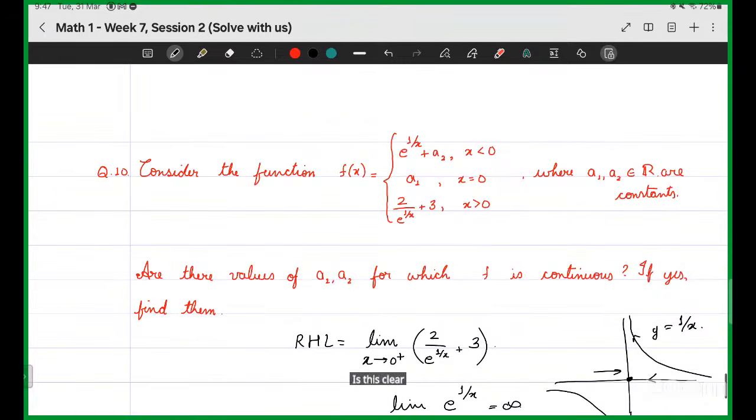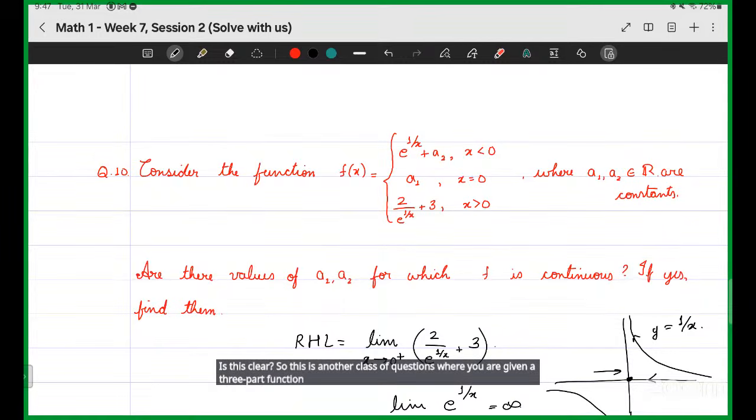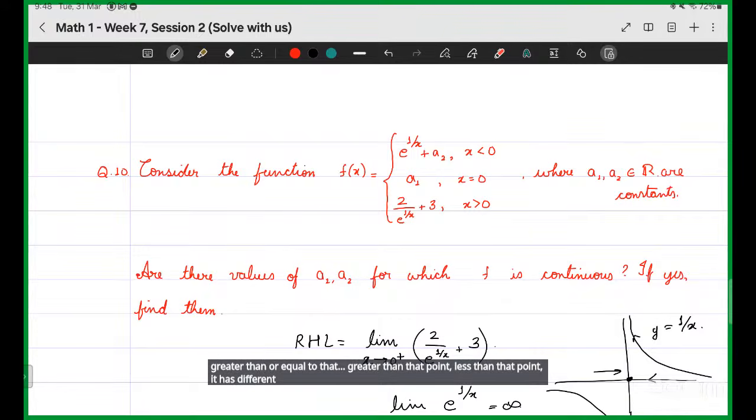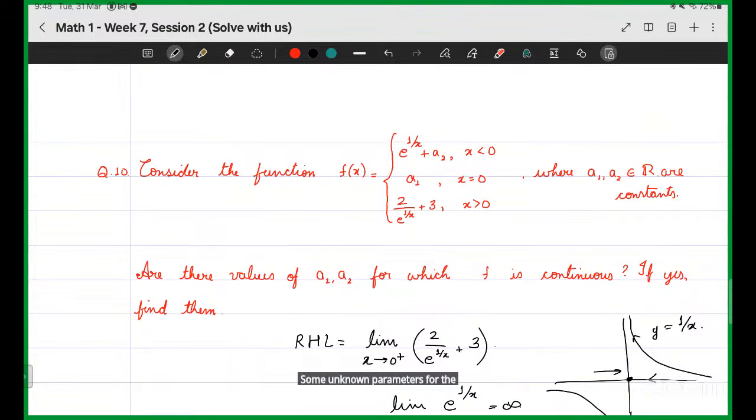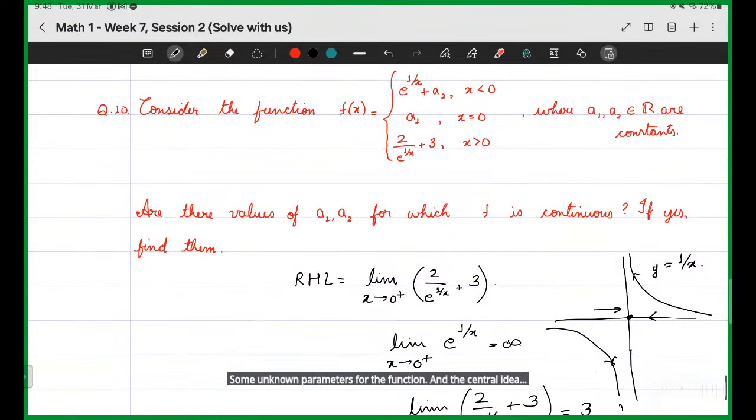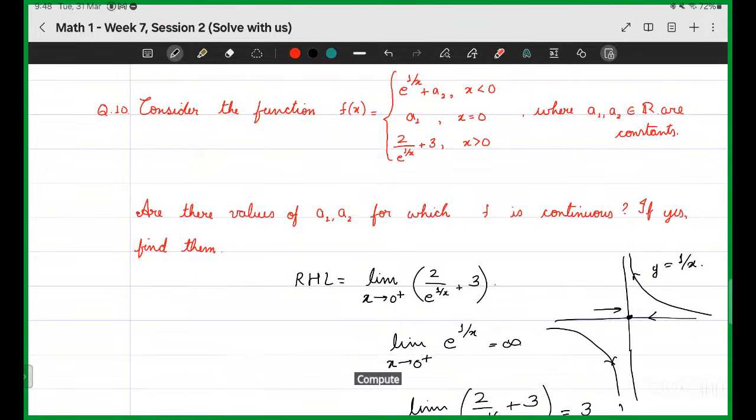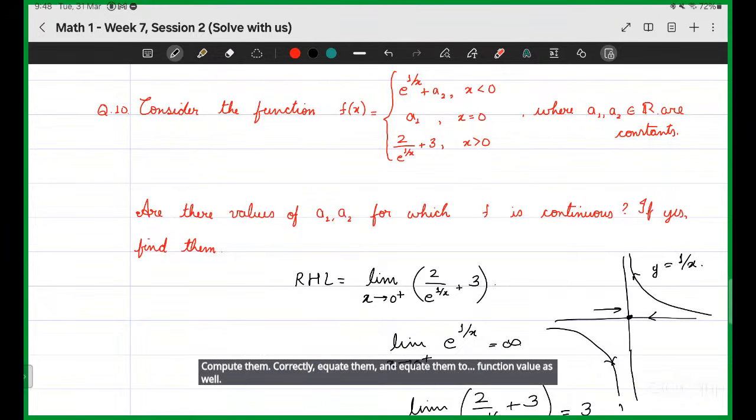Is this clear? So this is another class of questions where you are given a three-part function, one defined one way at the point, and then for greater than that point and less than that point it has different behavior. And with the assumption of continuity, you have to figure out some unknown parameters for the function. And the central idea, as we did over here, was to consider the right-hand limit and the left-hand limit, compute them correctly, equate them, and equate them to the function value as well. Is that okay?